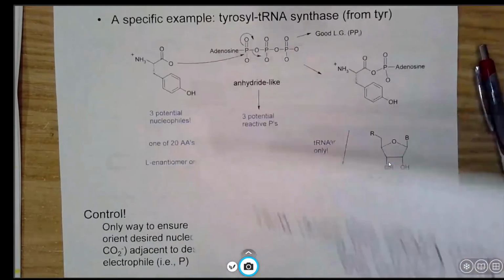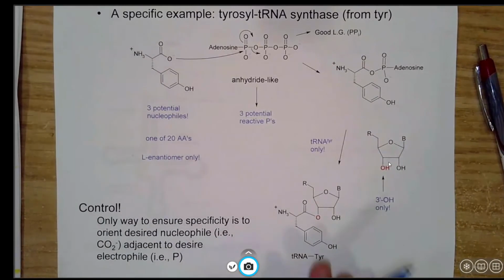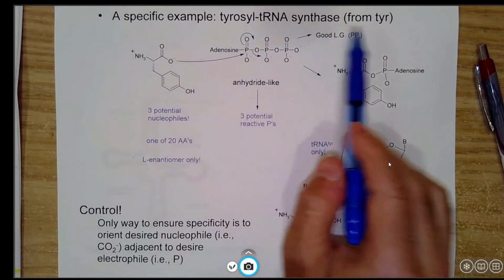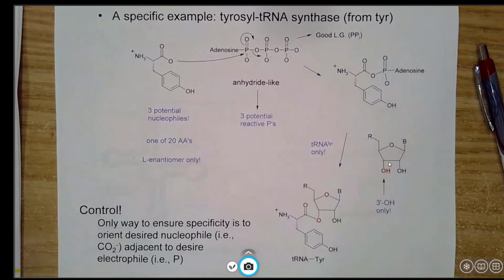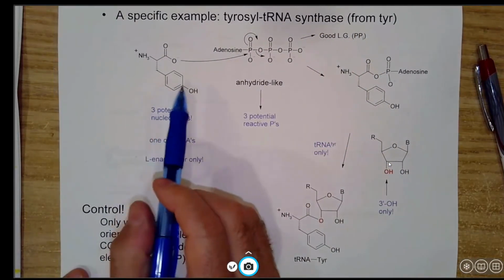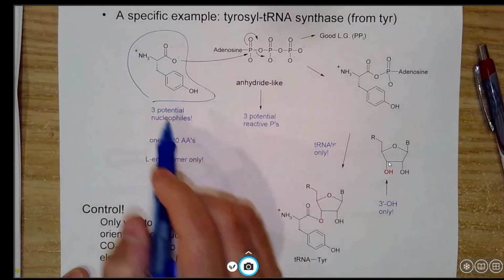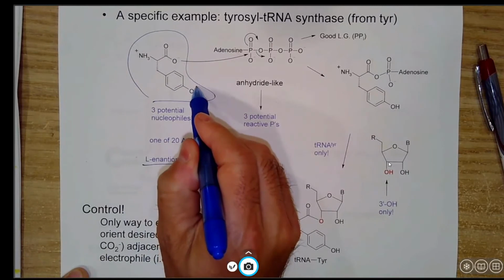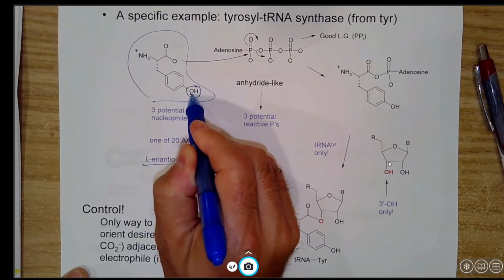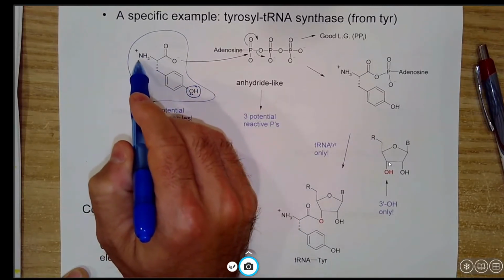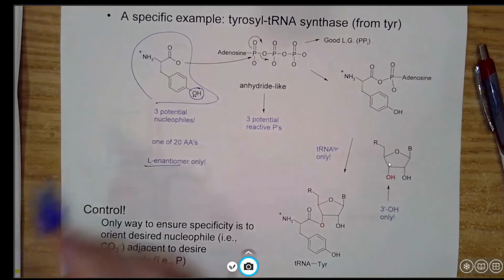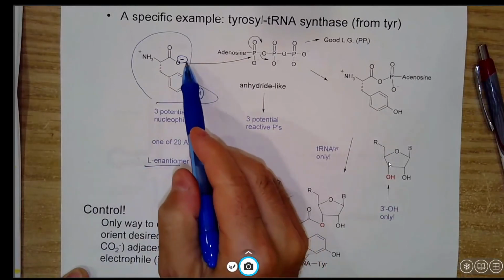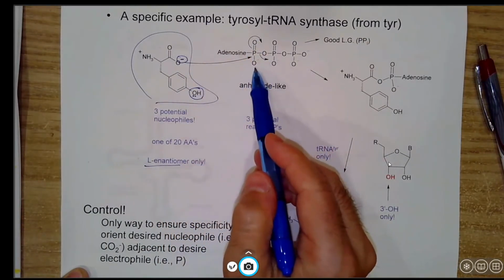This is a tyrosine, or what we call tyrosyl tRNA synthetase from tyrosine. All right, so here's tyrosine. There are actually 3 potential nucleophiles, L enantiomer only. Here's a potential nucleophile. The NH3 group, once it's deprotonated, becomes NH2. That's also a potential nucleophile. So what happens, like we'd seen previously, is that this will bind and react with ATP, adenosine triphosphate. Okay, so we've gone through this mechanism.